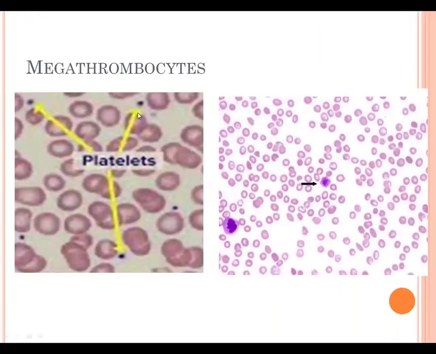Here you can see the normal platelets. They may look like pinpoints as compared to these RBCs, and then you can see the platelet. Here you can see the megathrombocytes. It's a larger one. You can compare the two pictures.